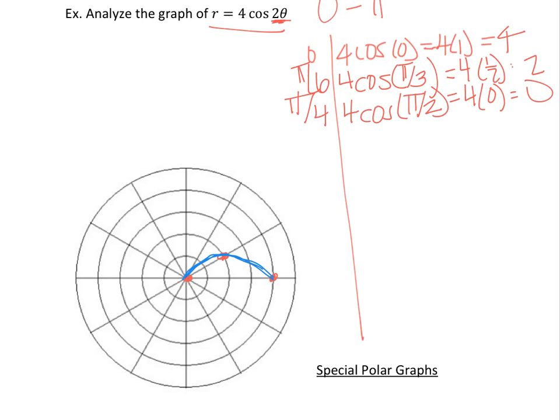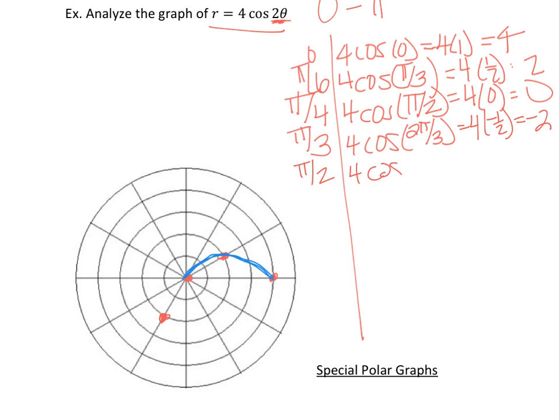All right, continuing. Pi over 3. 4 cosine. If I double pi over 3, I get 2 pi over 3. And the cosine of that is negative 1/2. So now I have negative 2. So pi over 3, I need to go to the other way. Okay, pi over 6, pi over 4, pi over 3, pi over 2. 4 cosine of pi. Cosine of pi is negative 1, so that's 4 times negative 1, negative 4.